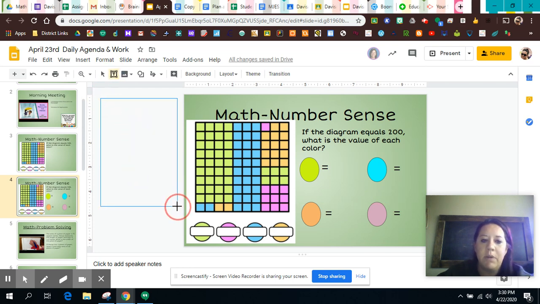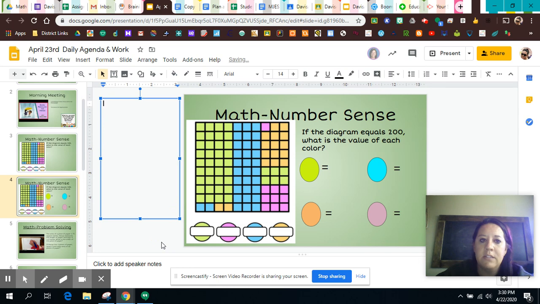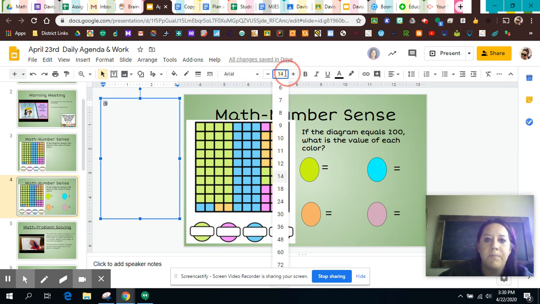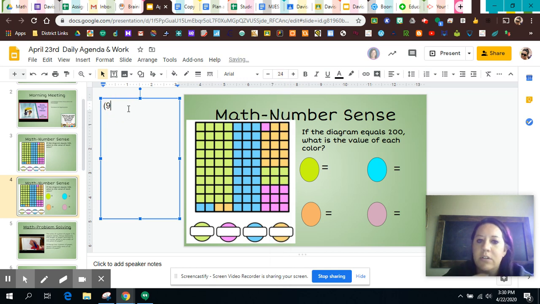So I'm going to grab a text box so we can type over here. So let's count. I have 1, 2. Well, I know it's 10 going down, and all of them but 1 is green. So that has to be 9 going across. Let's make this big so we can see it. So 9 going across by 4. So I have 9 groups of 4 in this section right here.